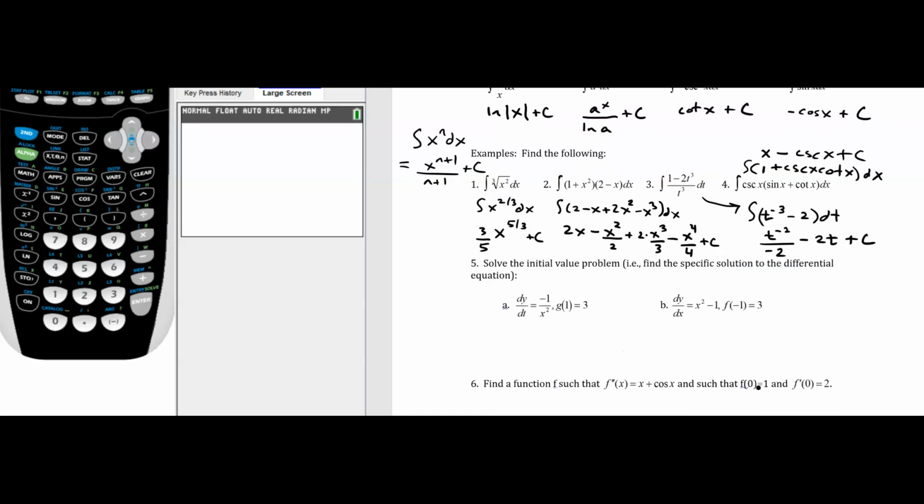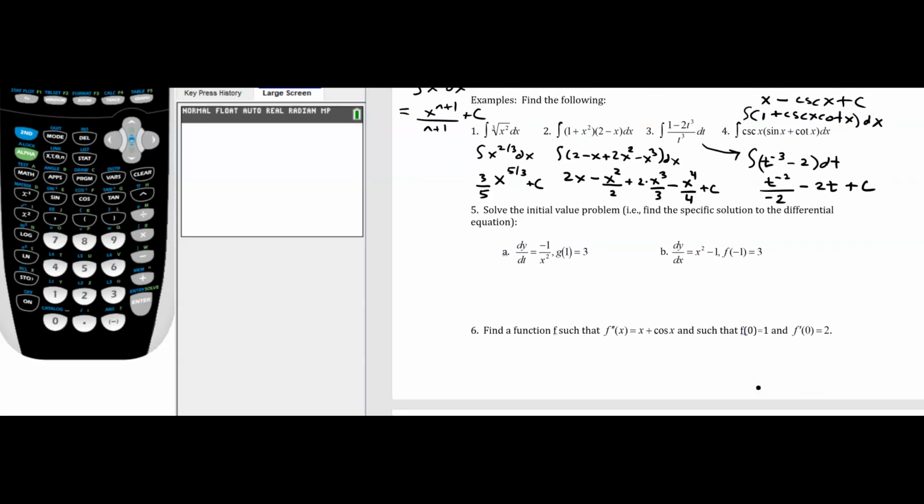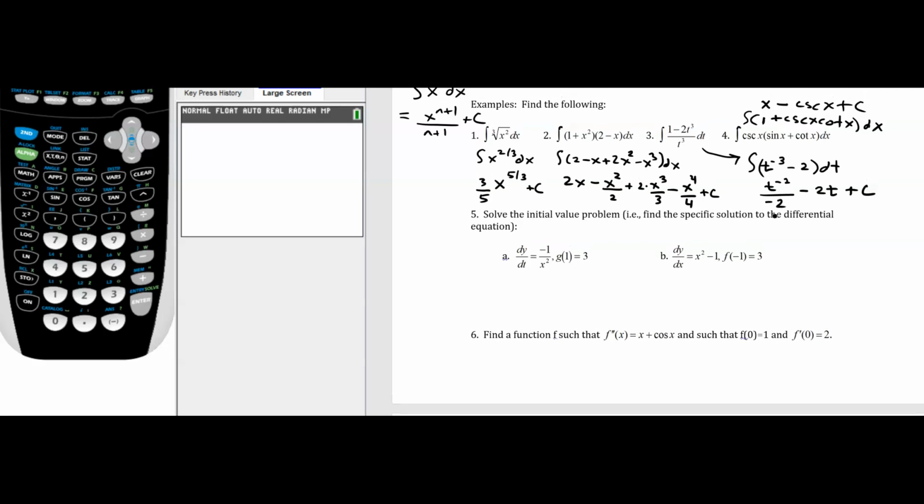Okay, let's scroll down and do a few more here. So in number 5, I said let's solve the initial value problem, i.e. find the specific solution to the differential equation. Even though this looks like a completely different problem, it's really not.